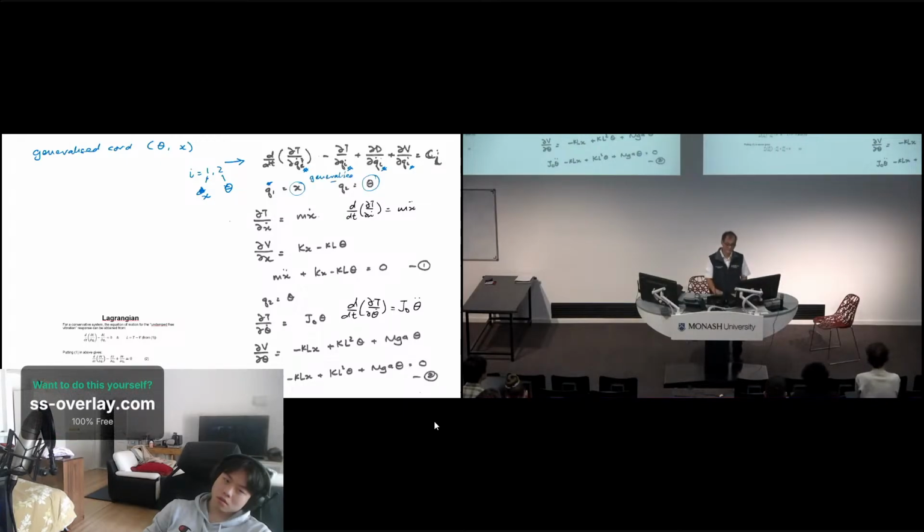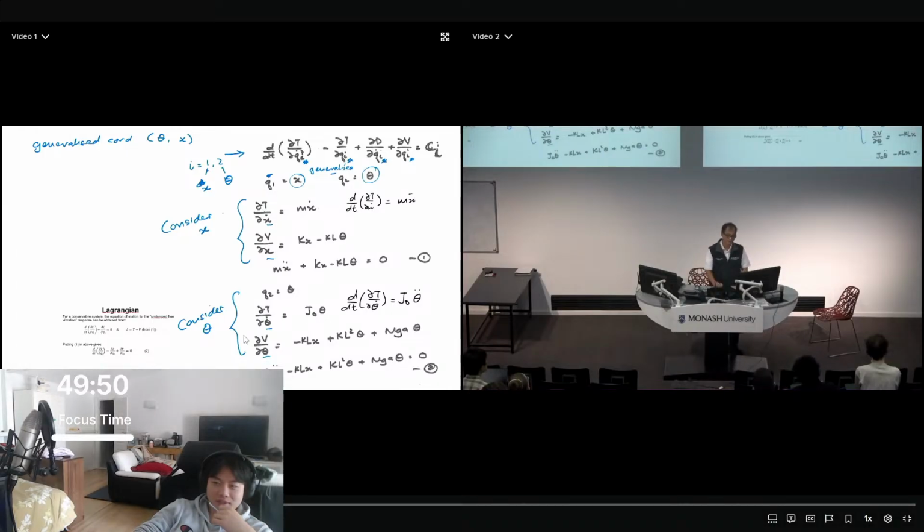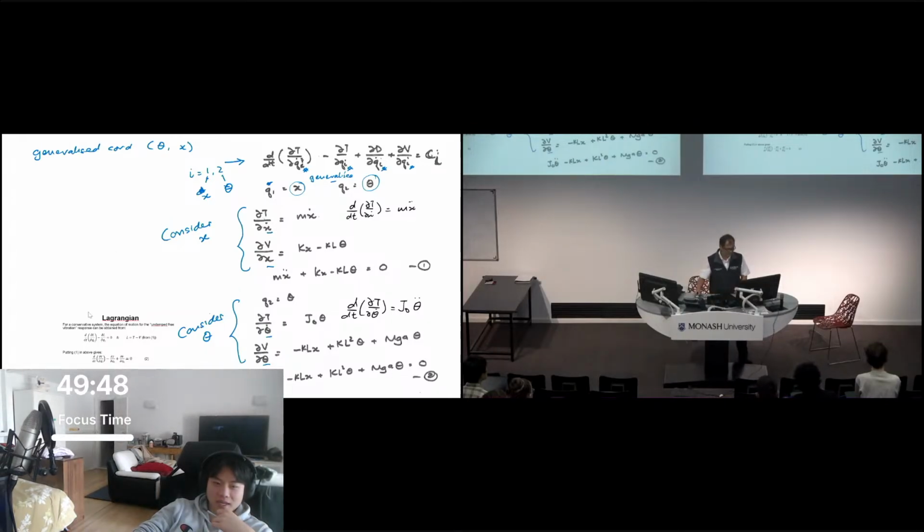So what that means is that first of all, I will need to consider x, and then theta, and do the derivative with respect to x dot and x. And in the second side of the equation, I'll do it in terms of theta dot and theta. There's an ad interrupting the video.